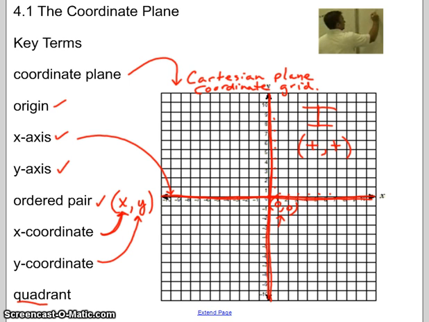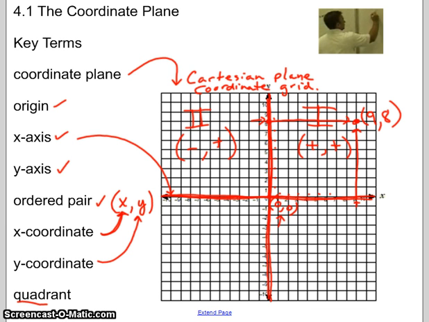So a point over here would be 9 for the x value, because this is 9 right here, and 8 for the y value, because 8's right here. So the ordered pair is 9, 8. The x coordinate's 9, the y coordinate's 8. Quadrant 2 is in the upper left hand corner. This is where the x values are negative and the y values are positive.